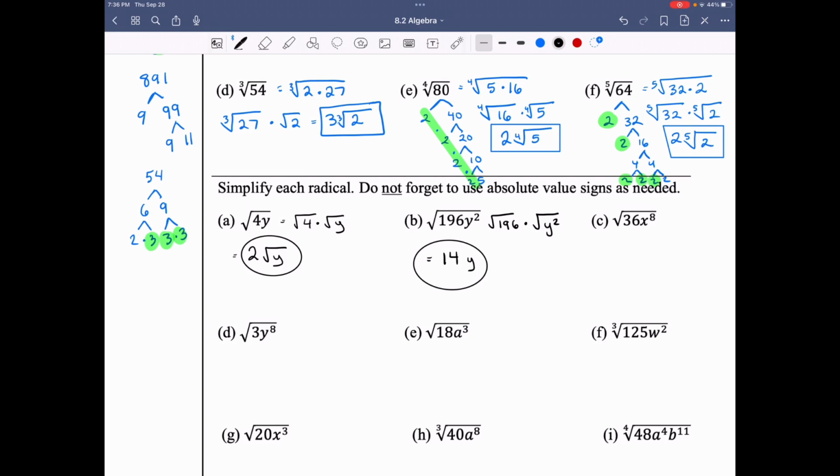For C, I want you to try that one, and then we'll come back.